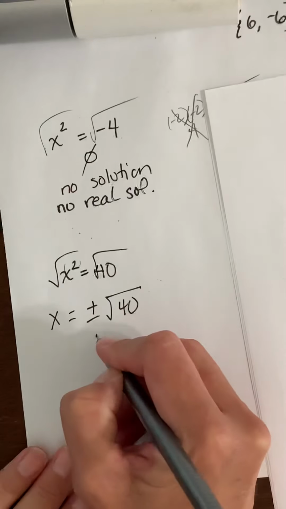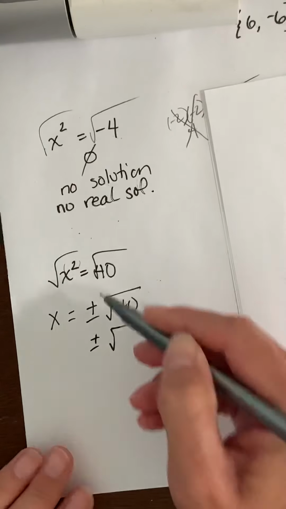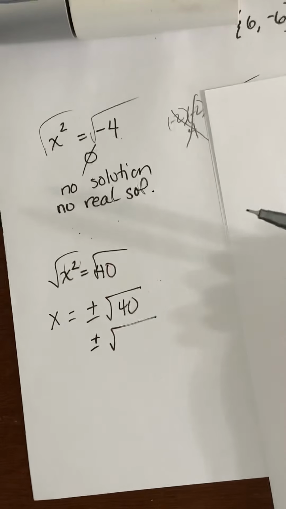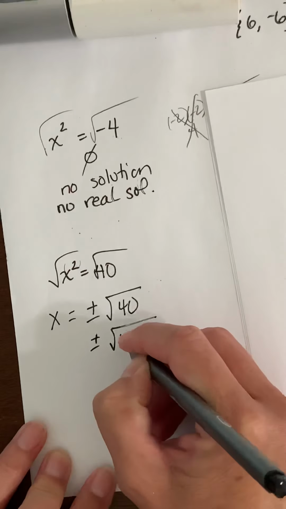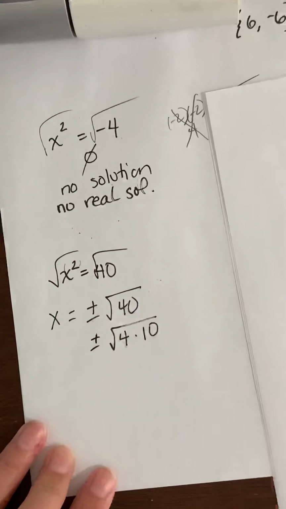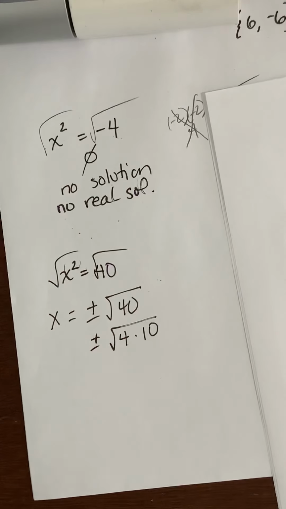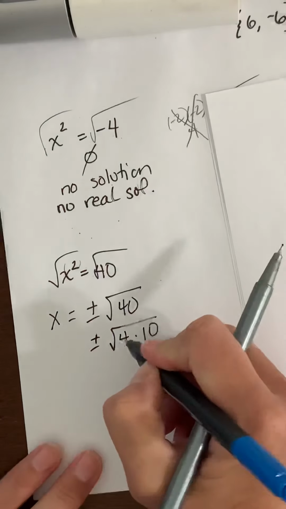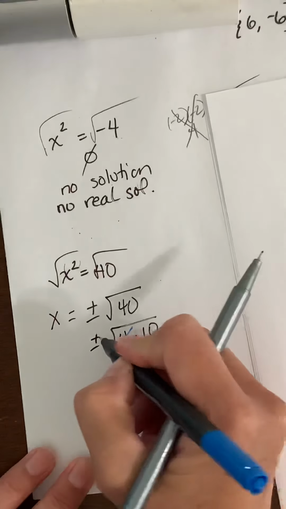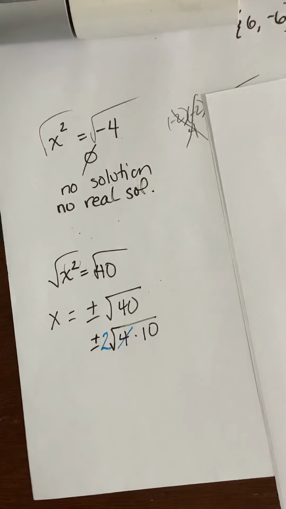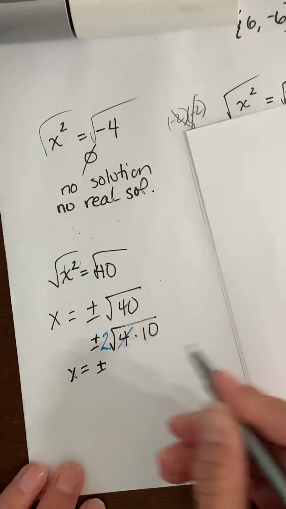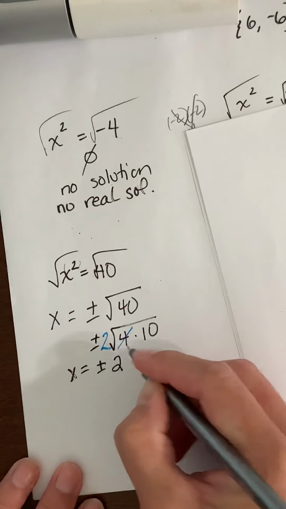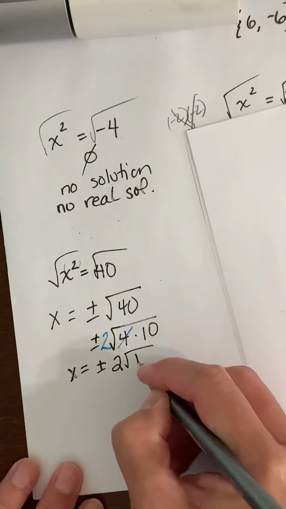Okay, and hopefully you thought 4 times 10. 8 times 5 is also 40, but I can't square root either of those. So remember, we want to use only the perfect squares. So 4 times 10. And then again, the square root of 4 is 2, so it comes out of the radical. Cross that out. Square root of 4 is 2, it comes out here. And I get plus or minus, there's a 2 outside the radical, and under the radical, I still have a 10.